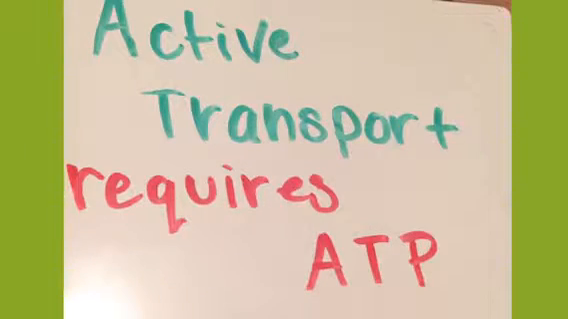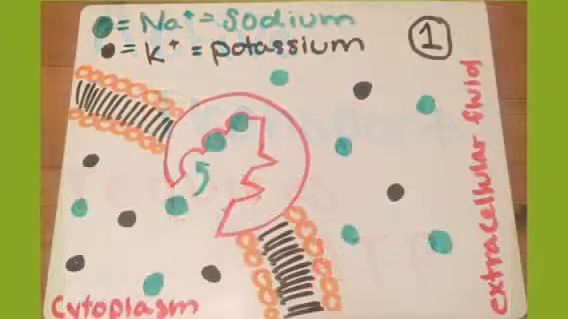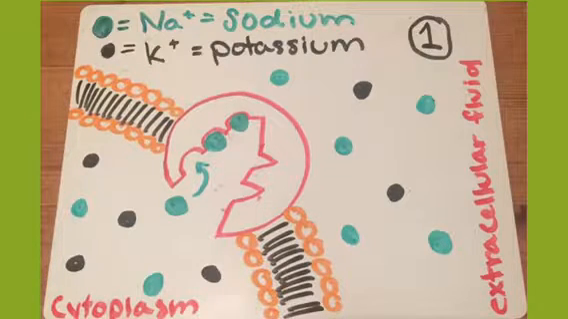Active transport requires ATP energy and goes against the concentration gradient because it goes from low concentration to high concentration. Active transport will never reach equilibrium. It also requires a protein pump to function. An example of a protein pump is a sodium-potassium pump.